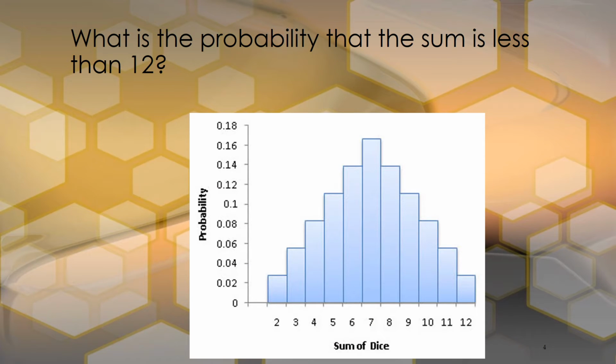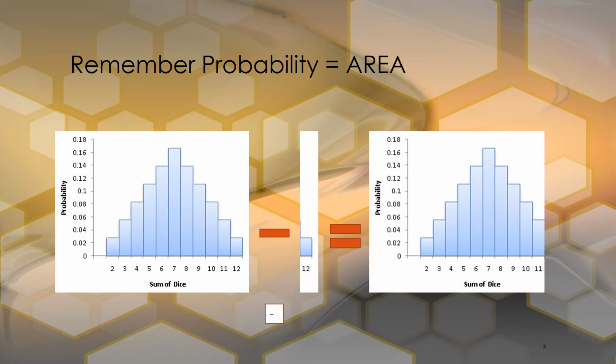So say we want to know the probability that the sum is less than 12. So 12 is all the way up here. So we're trying to find the probability of being all of these. If we use the addition rule, we would have to add all these up. But that would probably take a long time. So we're going to use subtraction instead.